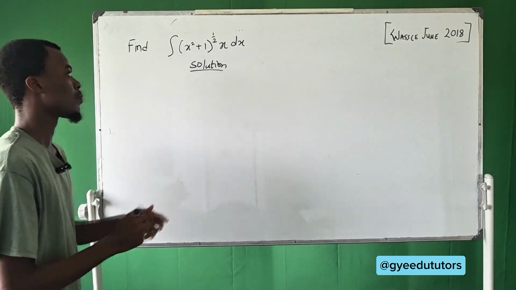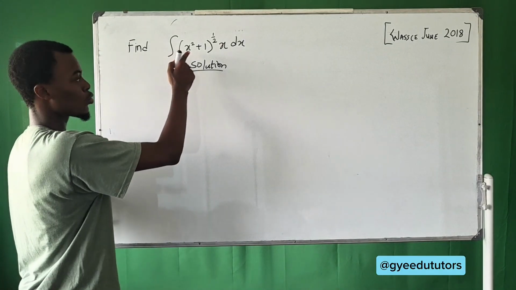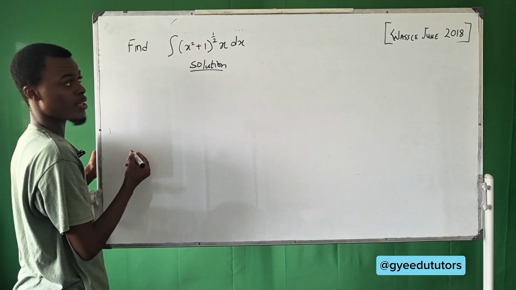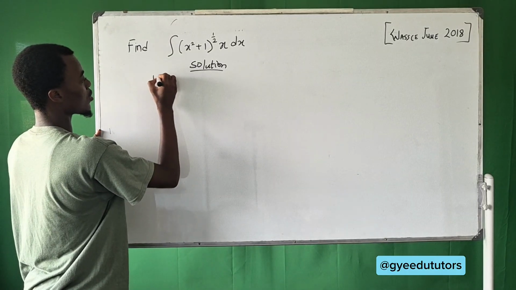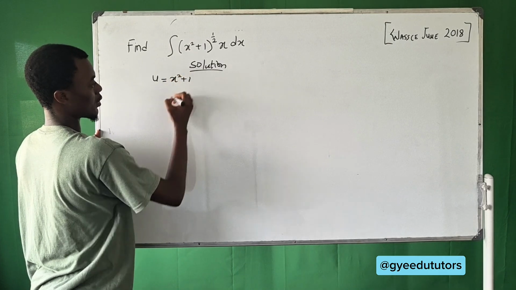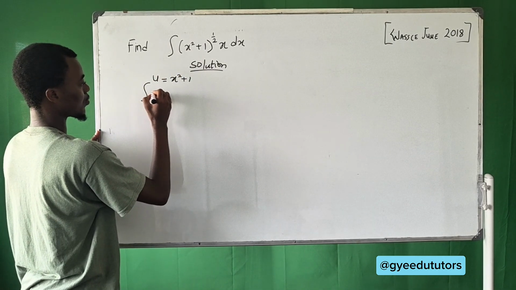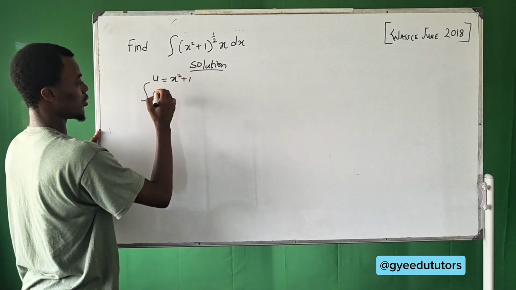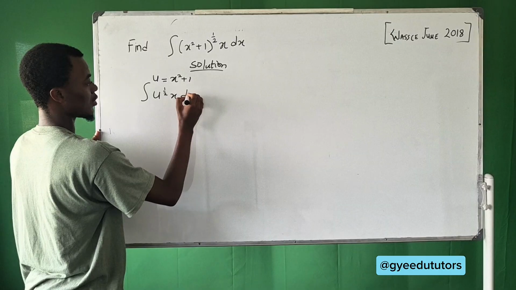So let's start. Now, if you have something like this, we can choose to represent what is inside the bracket by another variable. So let's say u. So now we can say u is equal to x squared plus 1. So now this new integral becomes u to the power half times x dx.